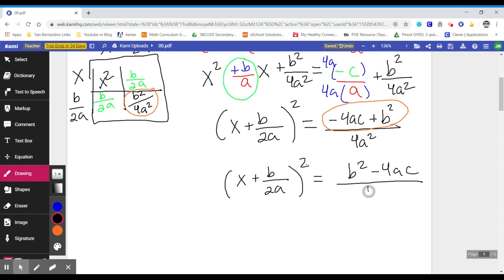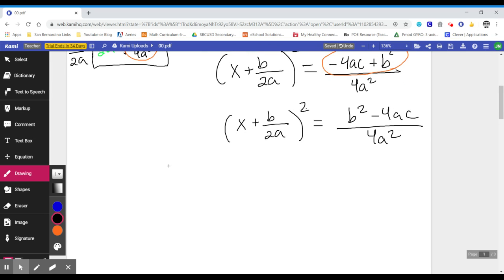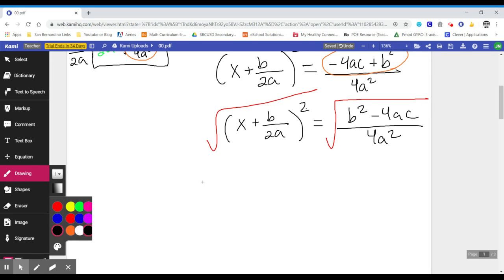And then I put it all over 4a squared. All right, now I want to solve for x, right? So when I want to solve for x, I want to take the square root of both sides. And whenever you take the square root of something, you always have a plus and a minus in front of it. So don't forget about that part.